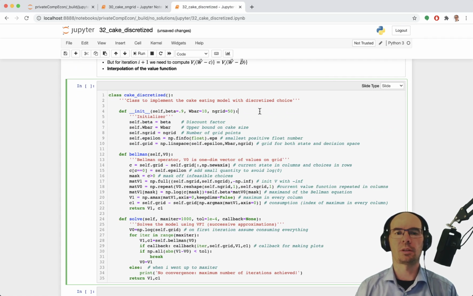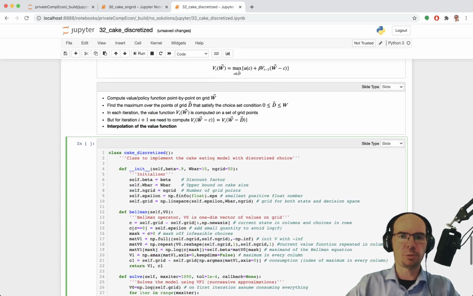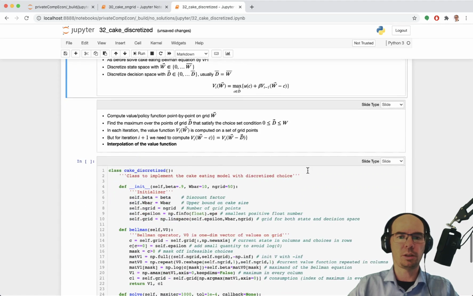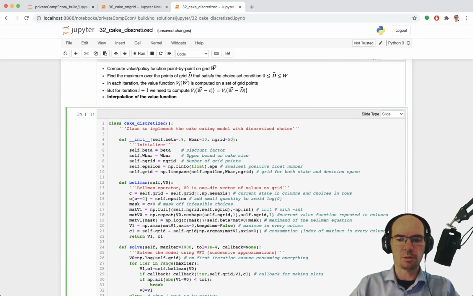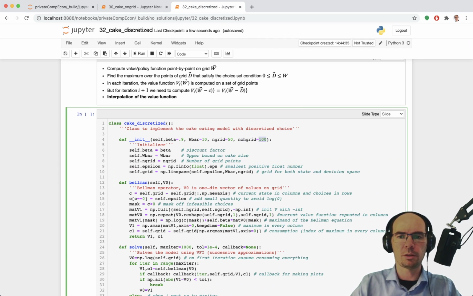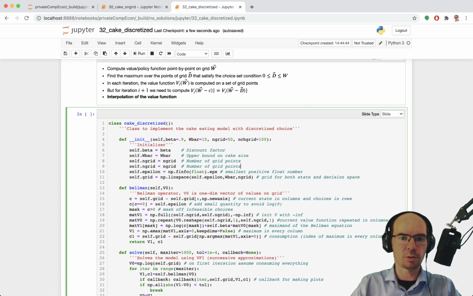Let's think about the differences. First of all, as pointed out here, the biggest difference is that we are treating the grid over the state space and the grid over the choice space separately. So let's have another variable for the number of points in the choice grid, where we will reuse W bar as the upper bound. Let me call this nch_grid. Everything to do with choice will have the ch in the variable names. Let's make this grid a little bit denser than the grid of the state space. Something very similar will appear for all of these choice grids. So nch_grid, number of grid points for choice.